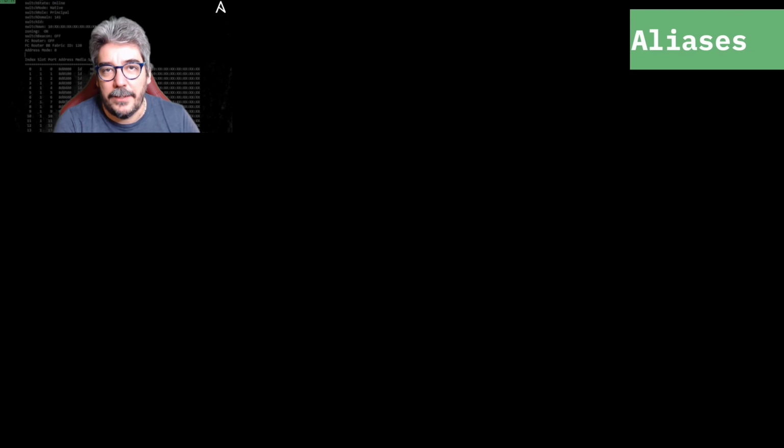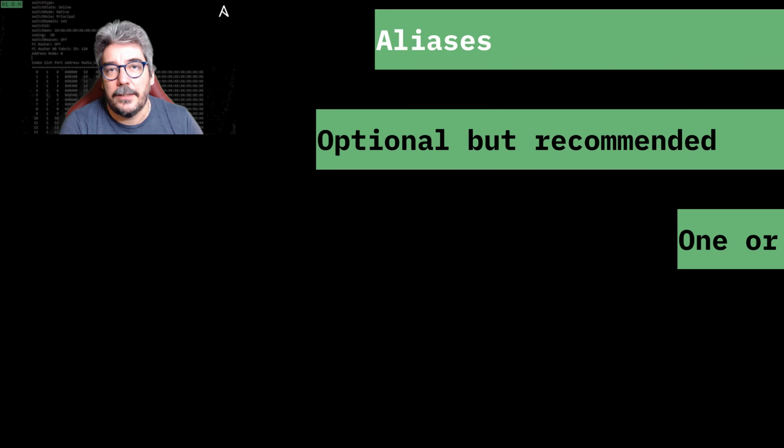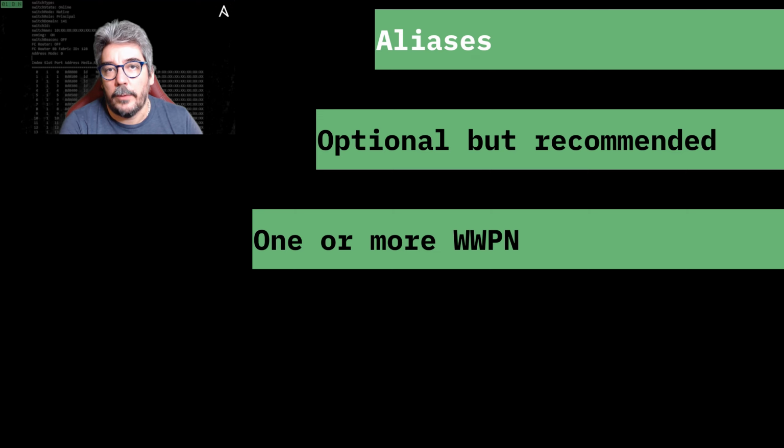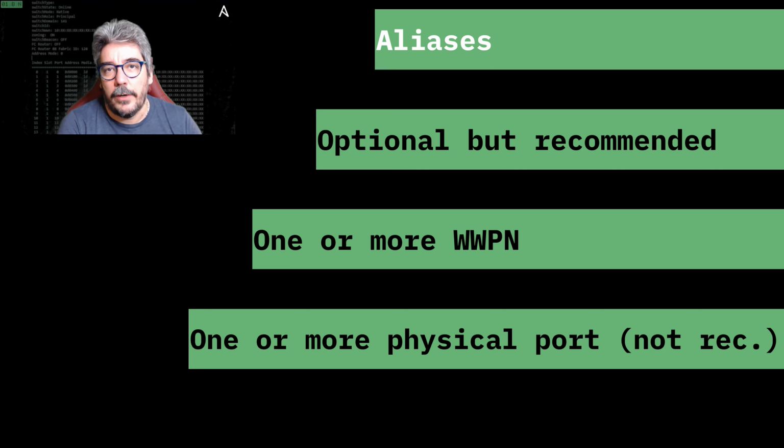Zoning relies on three zoning object types: aliases, zones, and configurations. First, aliases. Aliases are optional but strongly recommended. An alias can contain one or more worldwide port names. It can also contain one or more physical ports of a switch, but this is not a recommended way to do zoning. Instead of having worldwide port names that are frankly not easy to distinguish, you use names that allow you to know what you're working with.